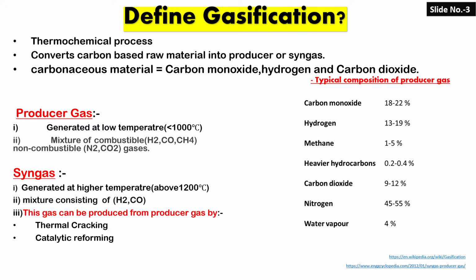Syngas is generated at higher temperature, above 1200 degrees Celsius. It is a mixture of hydrogen and carbon monoxide gas. This gas can be produced from producer gas by thermal cracking and catalytic reforming. The table shows the typical composition of producer gas.